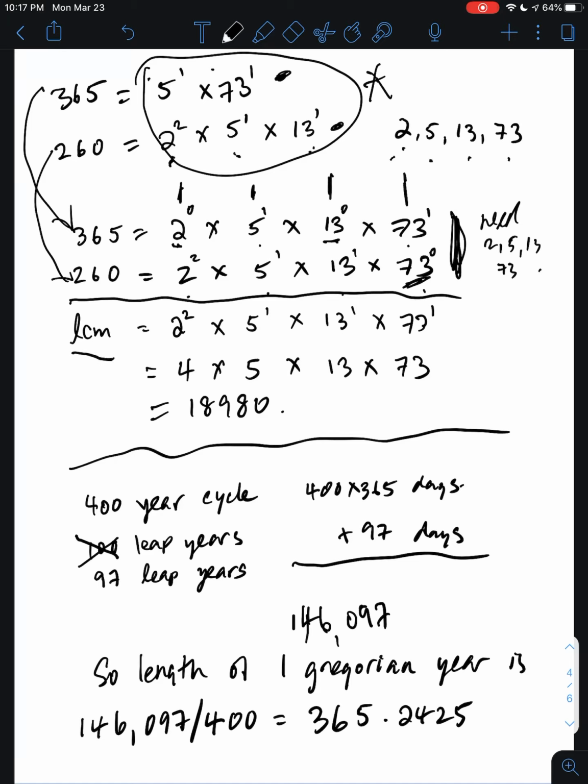Okay, now it's straightforward for me to find the LCM. That is 2 to the power 2, the maximum of these two numbers. And then 5 to the power 1 is the maximum of these two numbers. They're both the same, so the maximum is either one of them. Here the maximum of these two is 13 to the power 1, and the maximum of these two is 73 to the power 1.